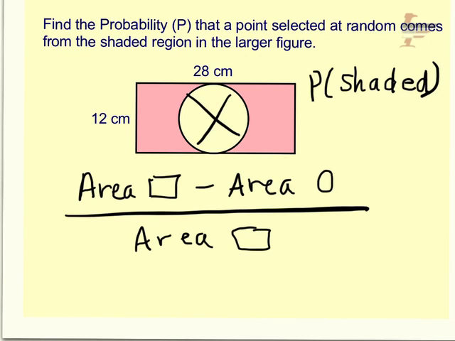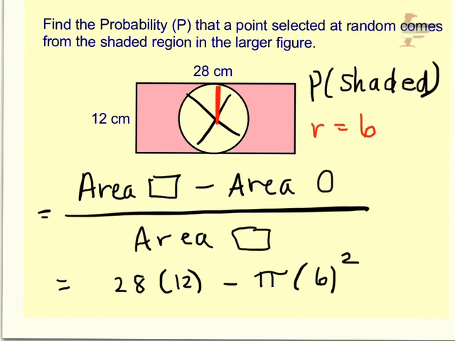So area of a rectangle, you should know, is length times width, right? So 28 times 12 minus area of a circle, which is pi times radius squared. And the radius of this circle, if this is 12, the radius is 6. And if you can't see that, stop and take a look. So the radius is 6, right? Because half of 12 is 6. So pi times radius squared, and then I'm going to divide by the area of the whole thing, which again is the rectangle. Now take a second and dump that into your calculator.